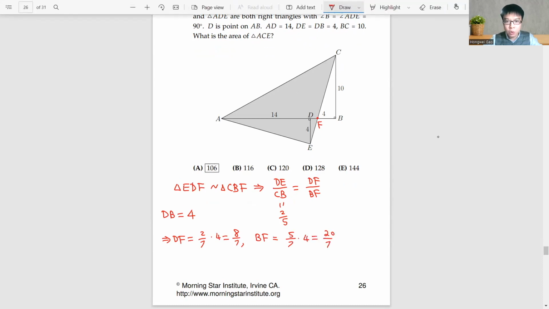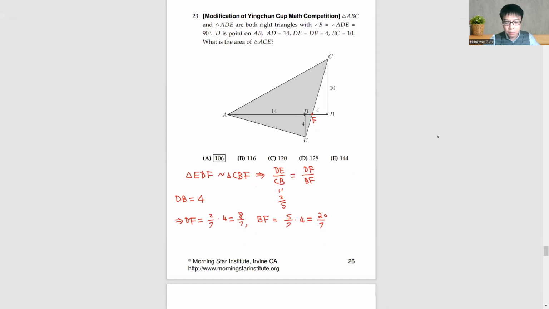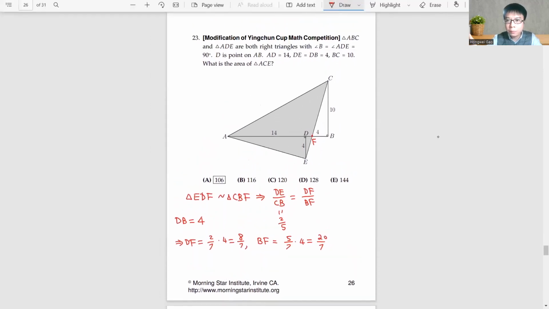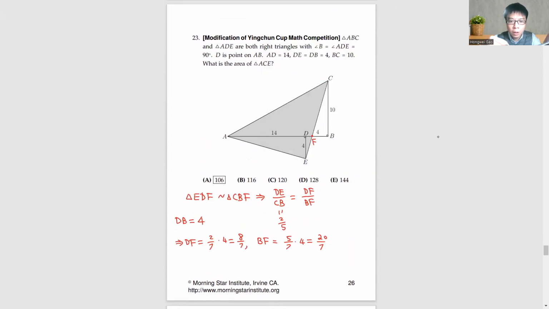Now, based on that, we can solve the shaded area using cut and paste. Let me put here, ACE. This area can be viewed as triangle ABC plus triangle ADE, but we subtract this unshaded part, BCF, and add this triangle DEF.